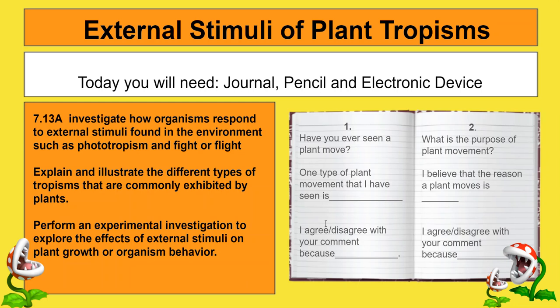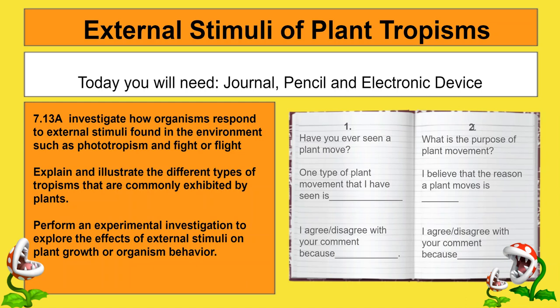All right, so the choices are, number 1, have you ever seen a plant move? You can begin that response with a sentence stem that starts like this: One type of plant movement that I have seen is, and you will complete that. You will also read all your fellow students' comments, and you will agree or disagree with one of the comments. You will use this format: I agree or disagree with your comment because. Be sure to be polite and respectful when you're agreeing or disagreeing with another student's comment.